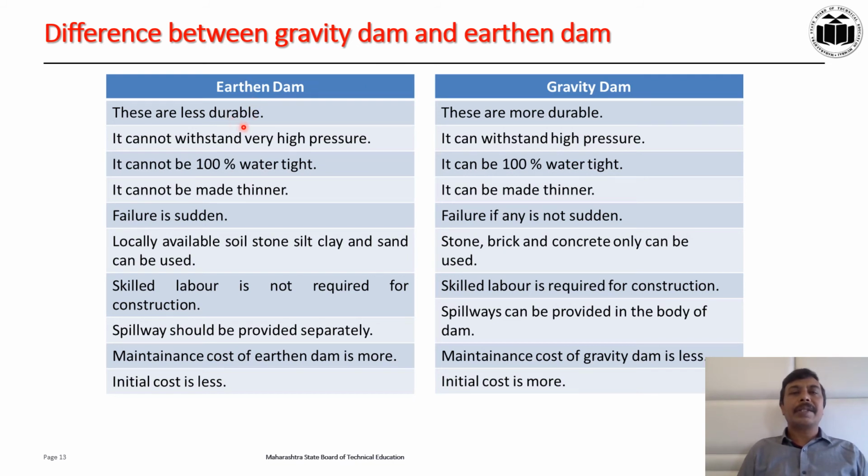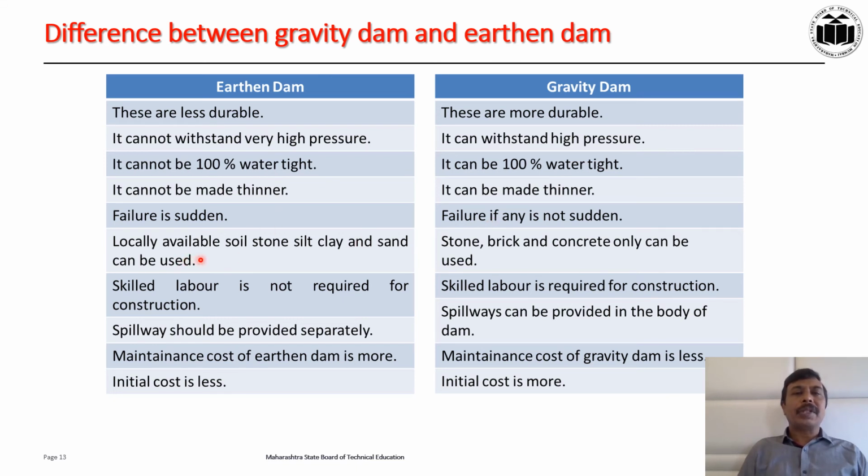Earthen dams are less durable. Gravity dams are more durable. Earthen dam cannot withstand very high pressure. Gravity dam can withstand the high pressure. Earthen dam cannot be 100% watertight. Gravity dam can be 100% watertight. Earthen dam cannot be made thinner. Gravity dam can be made thinner. In the earthen dam, failure is sudden, while in the gravity dam, the failure is not sudden.